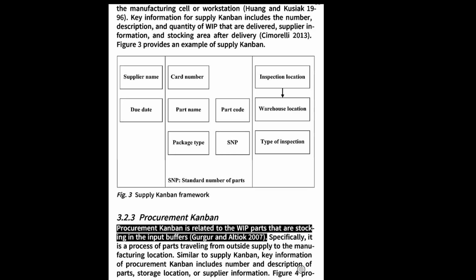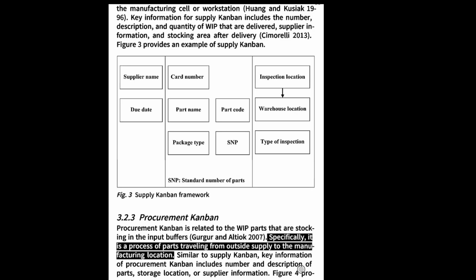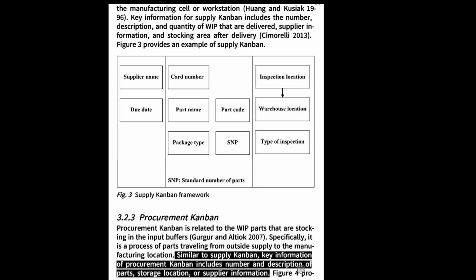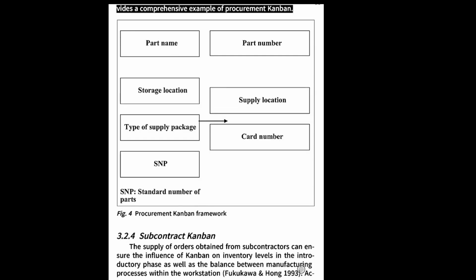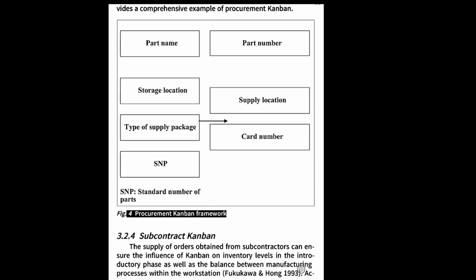3.2.3 Procurement Kanban. Procurement Kanban is related to the WIP parts that are stocking in the input buffers, Gerger and Altidoc 2007. Specifically, it is a process of parts traveling from outside supply to the manufacturing location. Similar to Supply Kanban, key information of Procurement Kanban includes number and description of parts, storage location, or supplier information. Figure 4 provides a comprehensive example of Procurement Kanban.